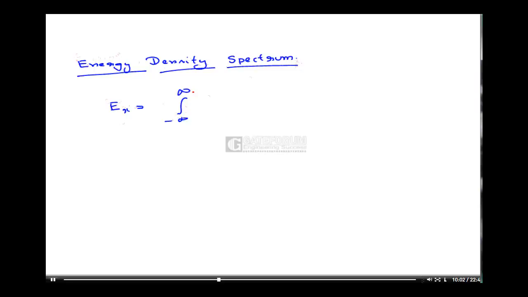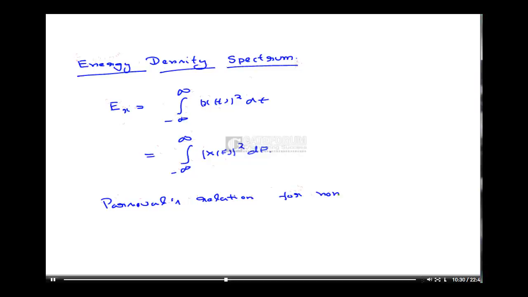Next is the energy density spectrum. This is a continuous time non-periodic signal. Since it is a non-periodic signal, it will possess energy, not power, so we will have the energy density spectrum. Energy in this case is the integral from minus infinity to infinity of |x(t)| squared dt, which is also equal to the integral from minus infinity to infinity of |X(f)| squared df. This is called Parseval's relation for non-periodic finite energy signals.